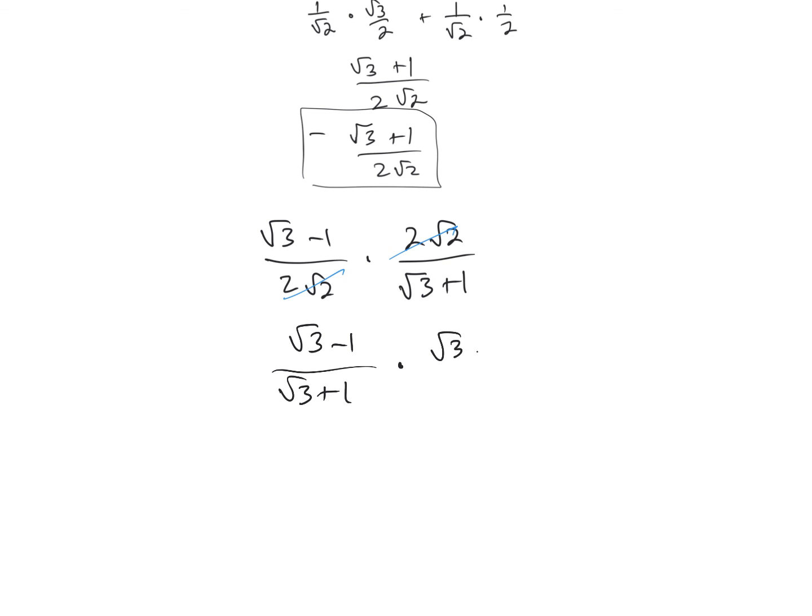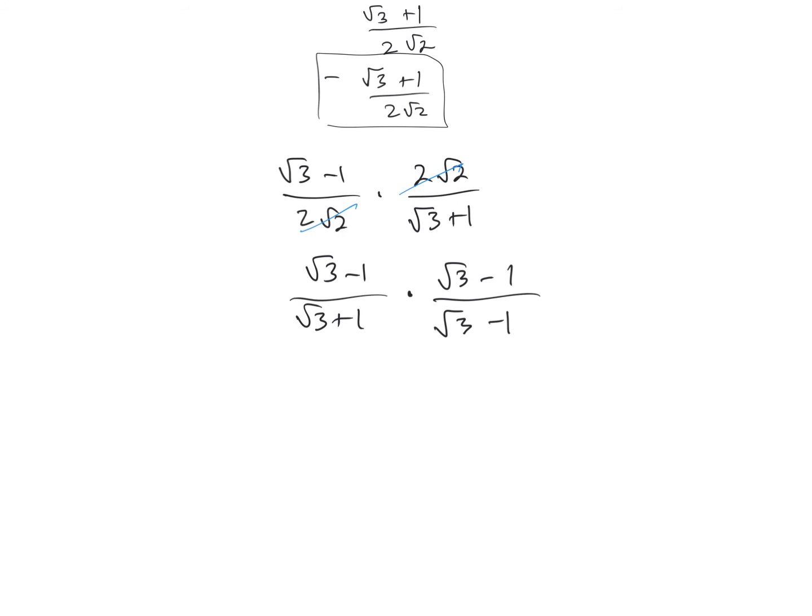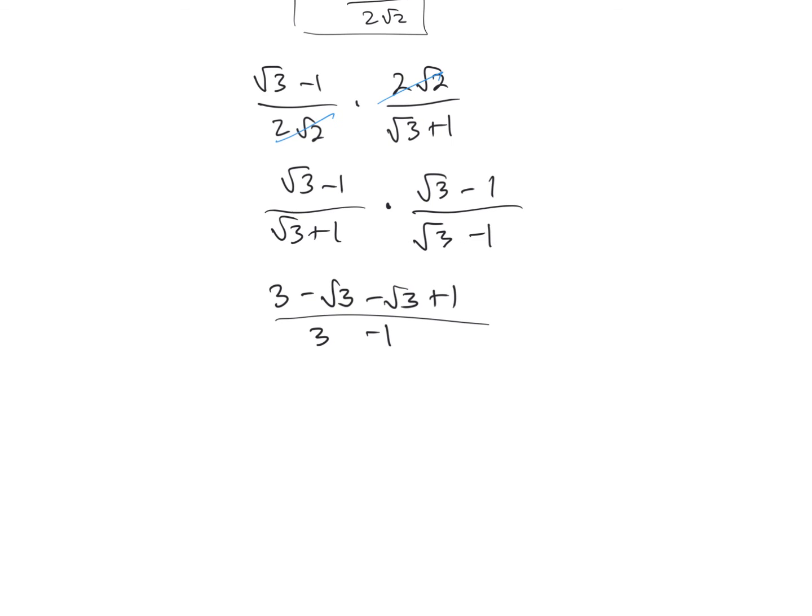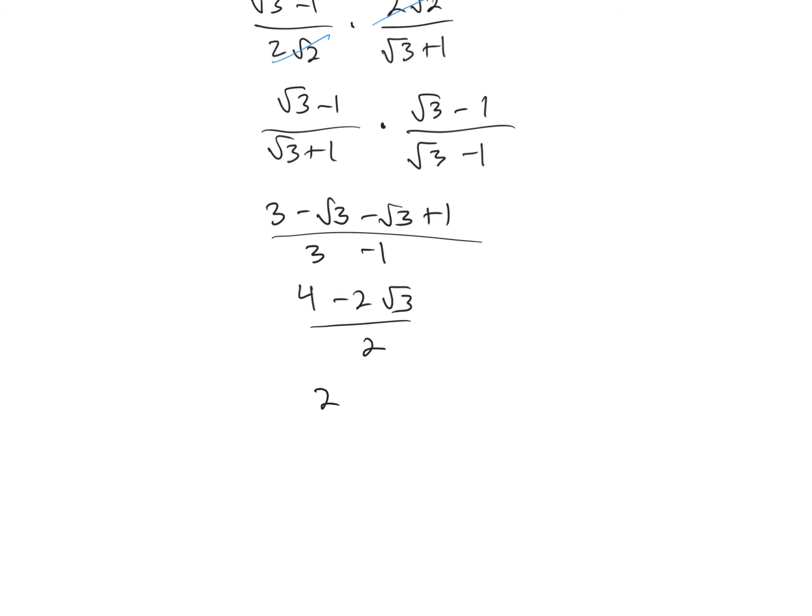Simplify the denominator. And I get 3 minus root 3 minus root 3 plus 1 over 3 minus 1. Simplify, so this is 4 minus 2 root 3 over 2. Divide out 2. So then this is just 2 minus root 3.